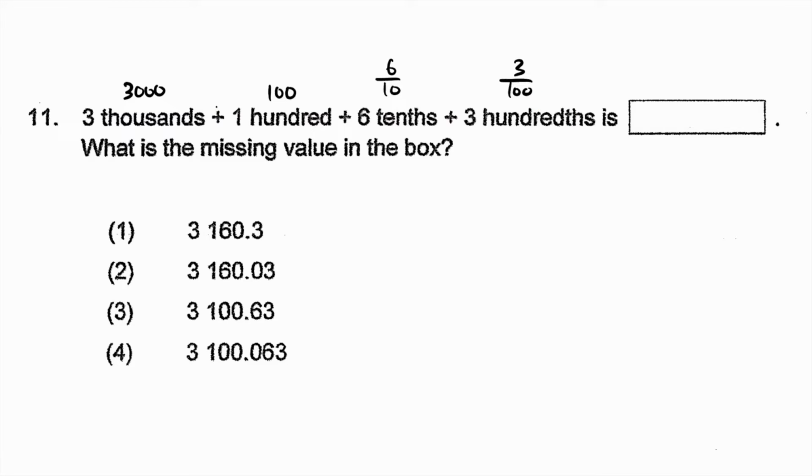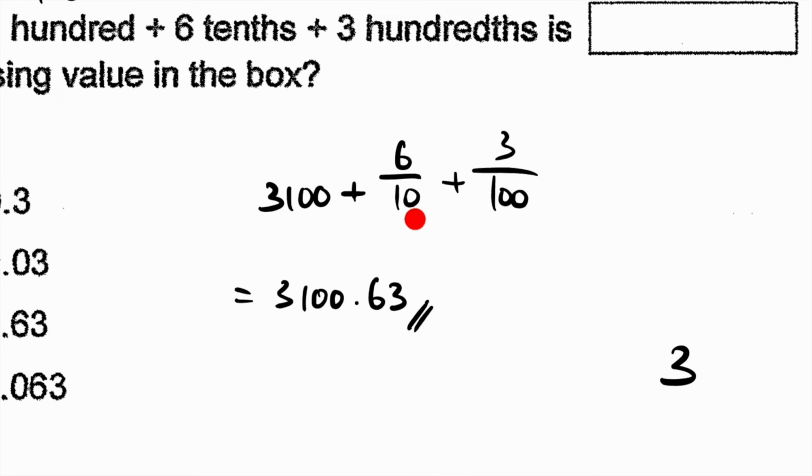Now from there, do your addition. Okay, so it's basically 3100 plus 6 over 10 plus 3 over 100. Basically, this is 0.6, therefore this is 0.03, therefore here, and the answer is number 3.